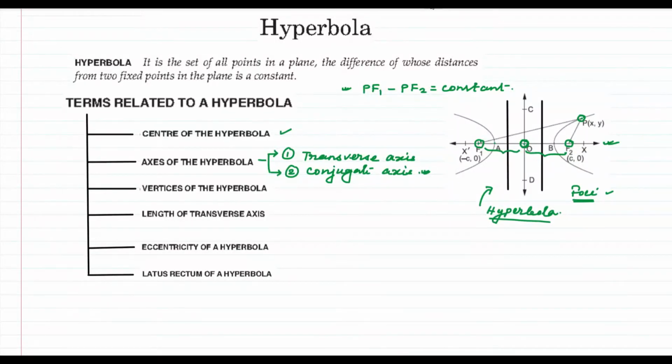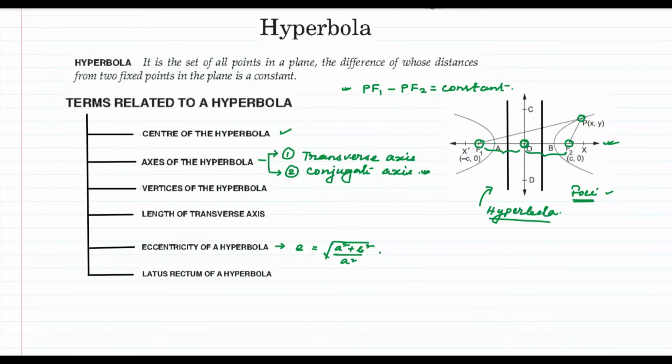Eccentricity of hyperbola. Eccentricity is denoted by e, and that is equal to square root of (a square plus b square) by a square.